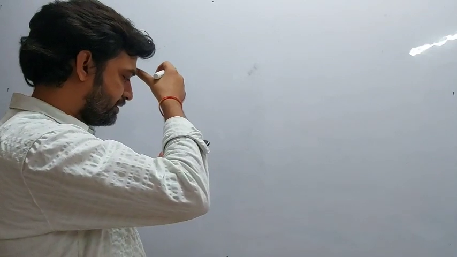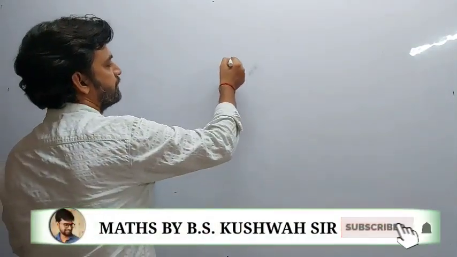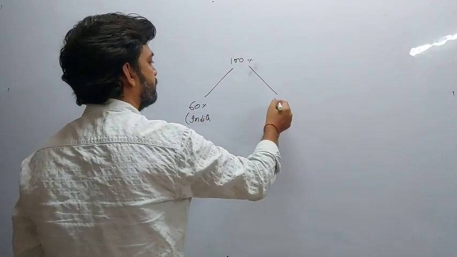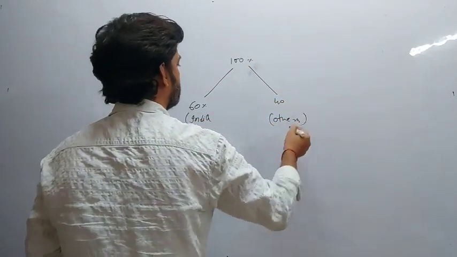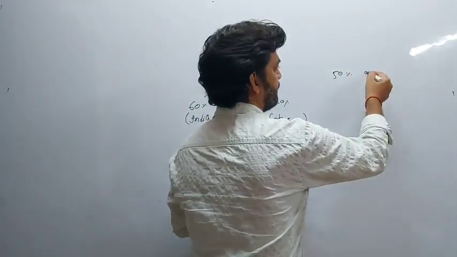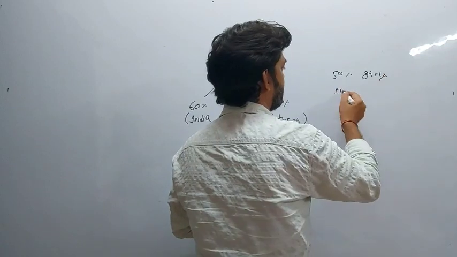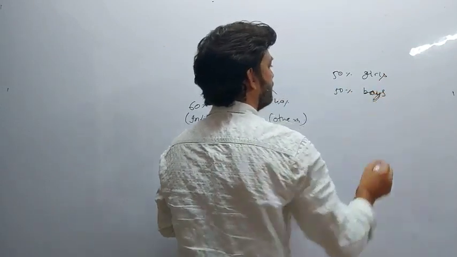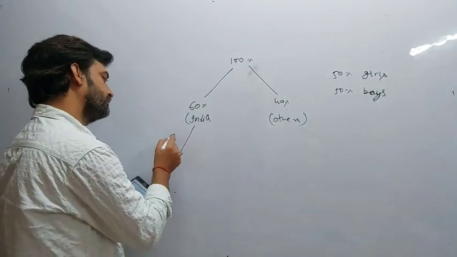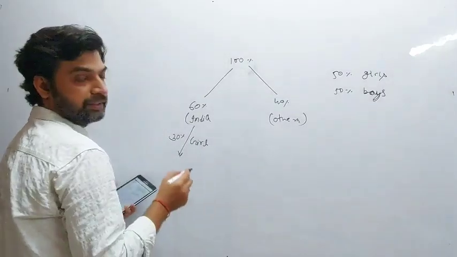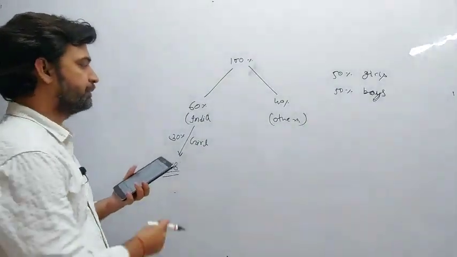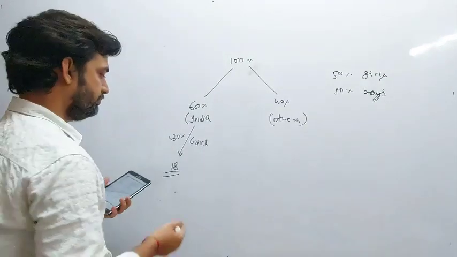Now again, the next question is saying in a class, 60% of the students are from India. Out of 100%, 60% from India. Then 40% from others. Right? Now the question is saying that 50% of the students are girls, 50% girls, and 50% are boys. Right? Again, if 30% of the Indian students are girls, 30% of this one is girls. Right? So 30% of 60 is what? 18. 30% of 60 is what? 18. 18% of total is what? Your girls. Right?